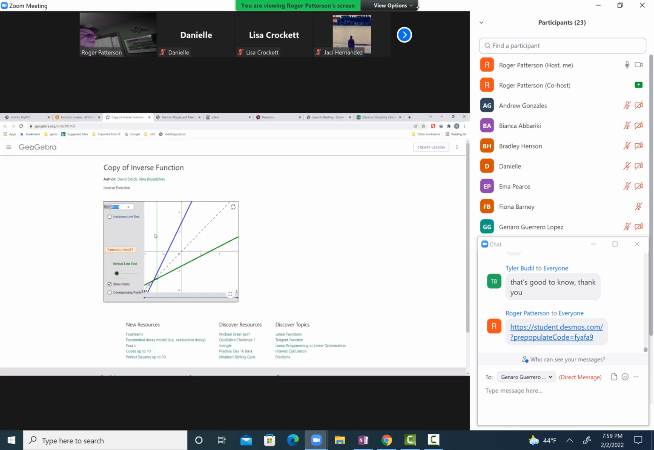All right. So anyway, you can still see the reflection. It passes the horizontal line test. The inverse passes the vertical line test. We're all good to go. There's no need to do anything there. It will restrict it, but we don't need to.